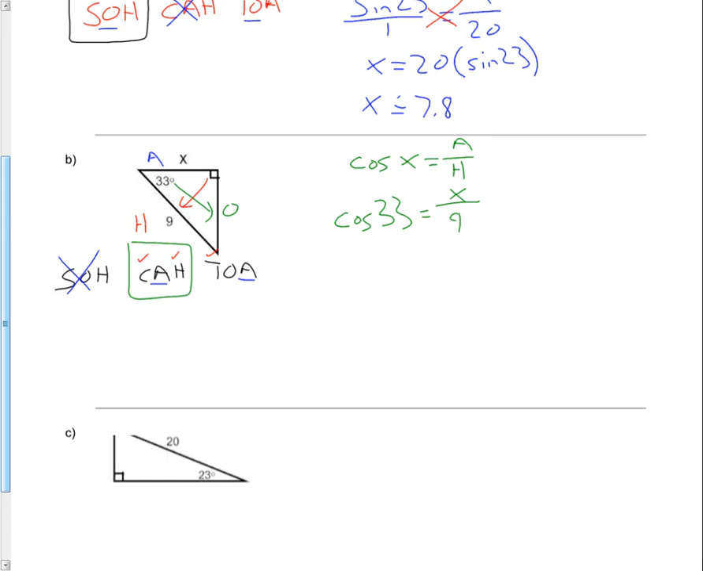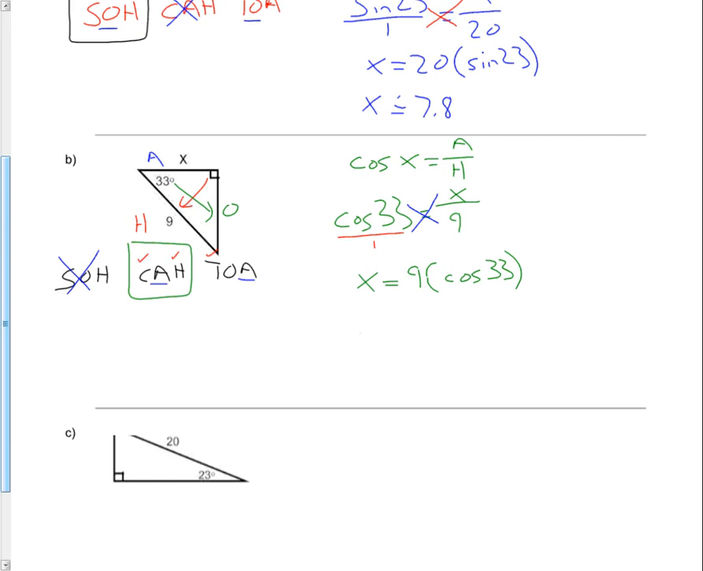Okay, so same deal as before. I can set this up as a proportion. Cos 33 degrees, the same as writing cos 33 divided by 1. And so now I actually have a proportion, and I can use cross multiplying to help solve this. So if I cross multiply, I'm going to multiply cos 33 by 9, and multiply x by 1. And so when I do that, I end up with x is equal to 9 times cos 33.